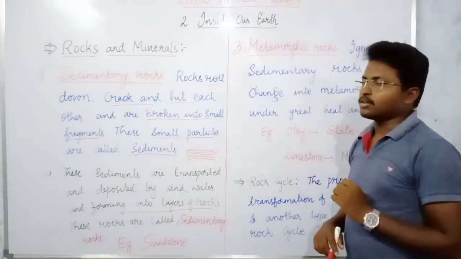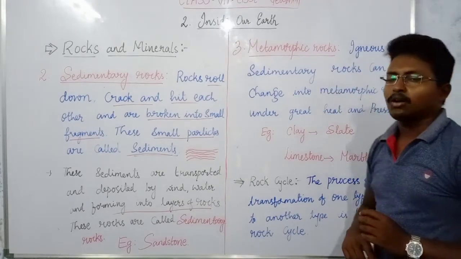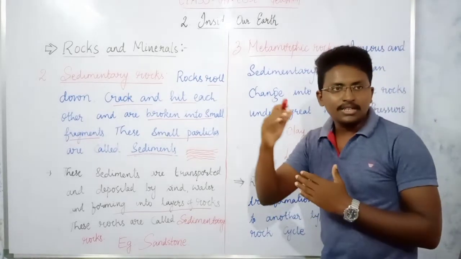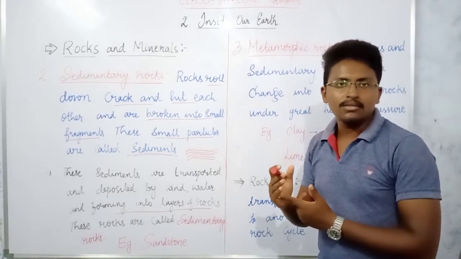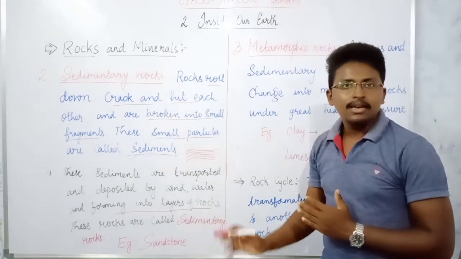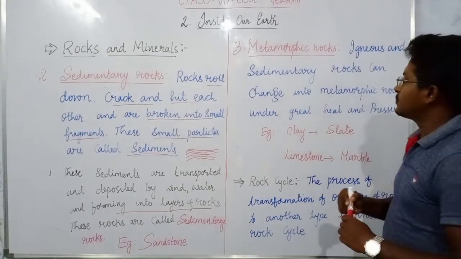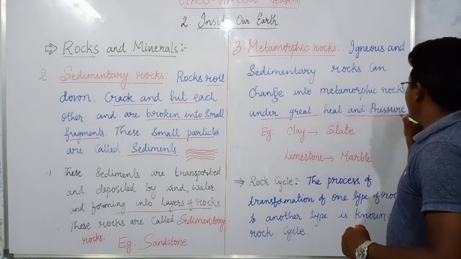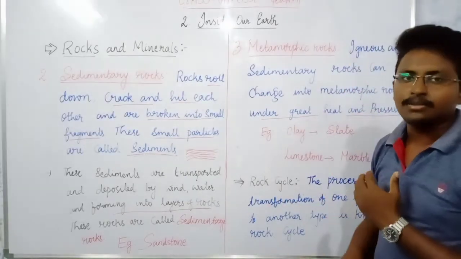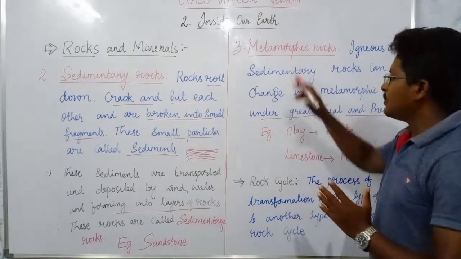Then the next one is metamorphic rocks. How metamorphic rocks are formed is that igneous and sedimentary rocks can change into metamorphic rocks under great heat and pressure. That means the first primary rocks are igneous rocks. These igneous rocks are turned into sedimentary rocks. Then these sedimentary rocks are turned into metamorphic rocks under great heat and pressure. That means with increasing temperatures as well as the highest pressure, these sedimentary rocks will be turned into metamorphic rocks.